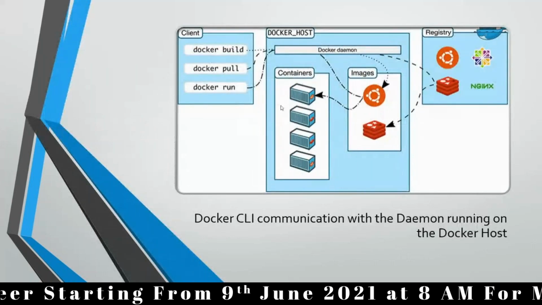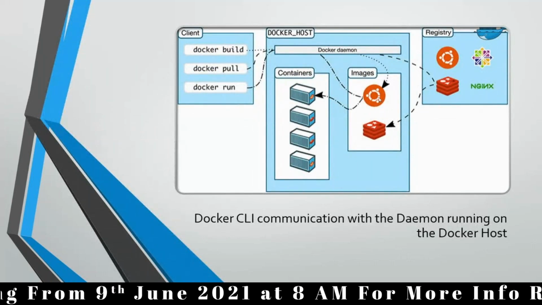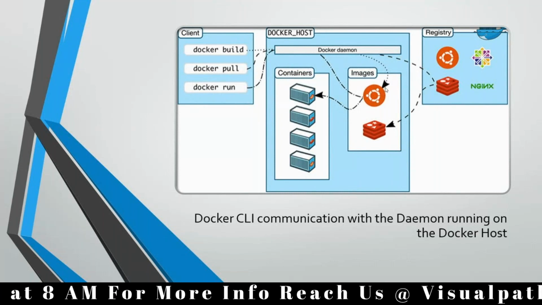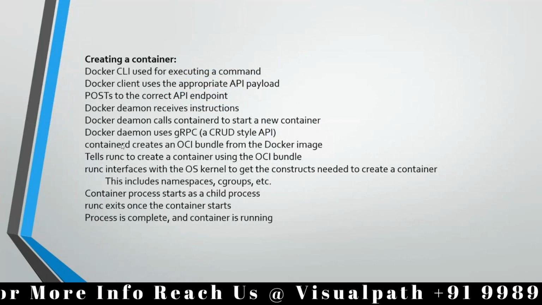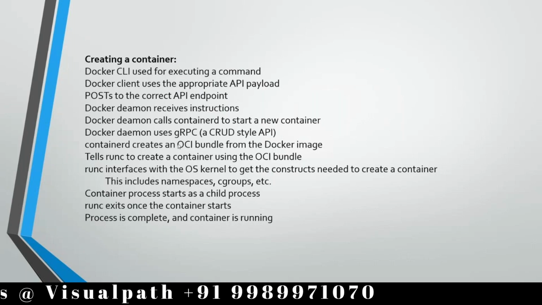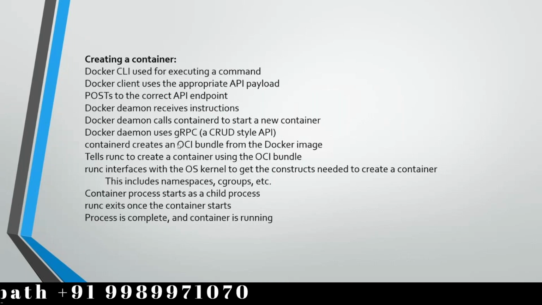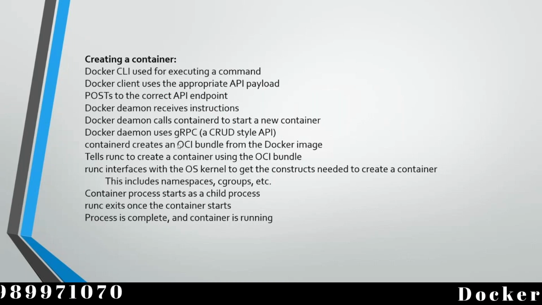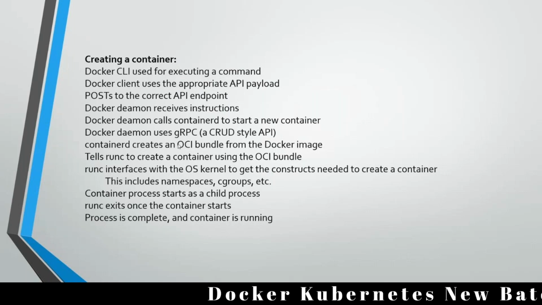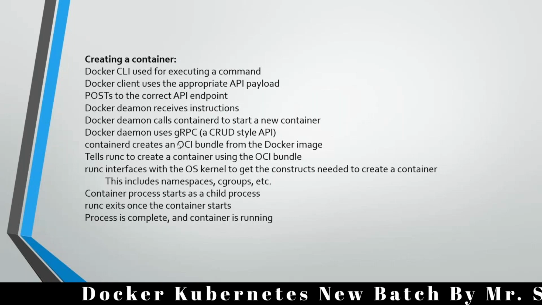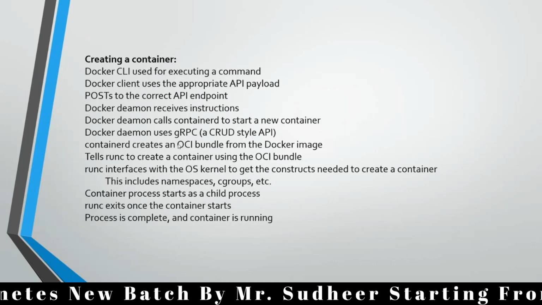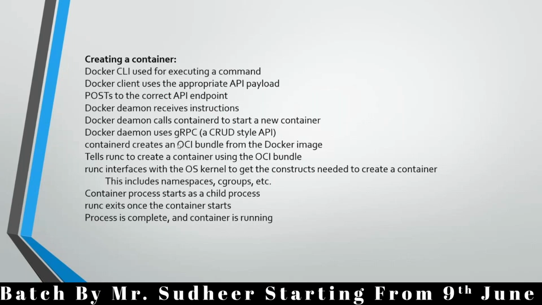If the image is not there, it will download the image. If the volume or some other prerequisites are not there, it will try to do that first. Those things will be done by containerd, and containerd will bunch all of them together and create an OCI bundle. From the Docker image, it will create an OCI bundle. That OCI bundle created by containerd will be given to runc, which is called the runtime interface.